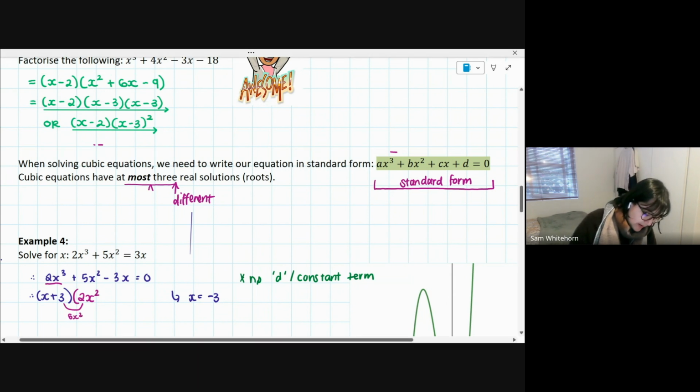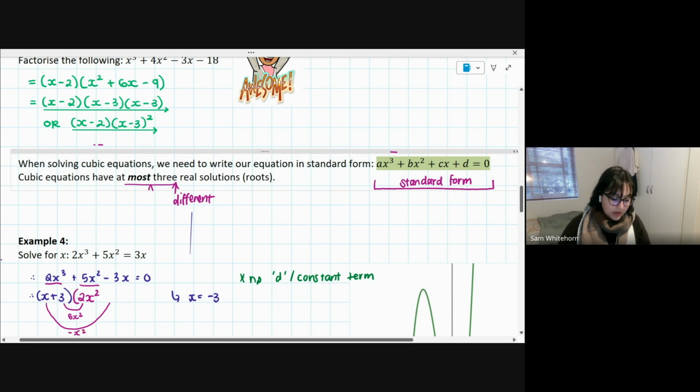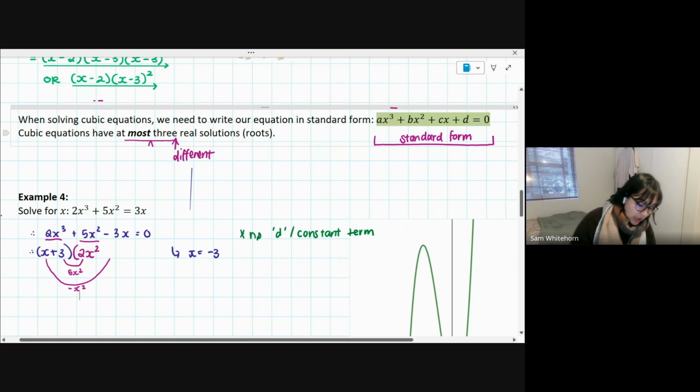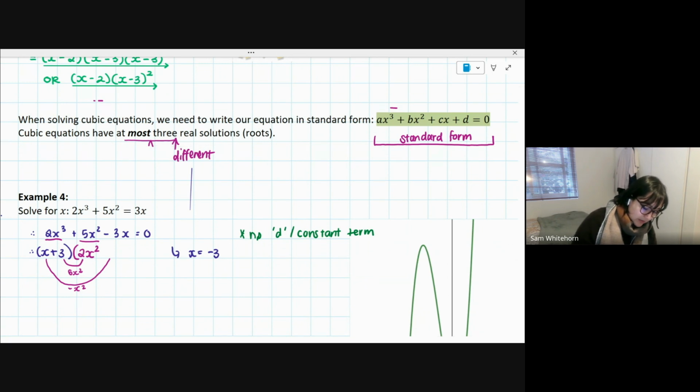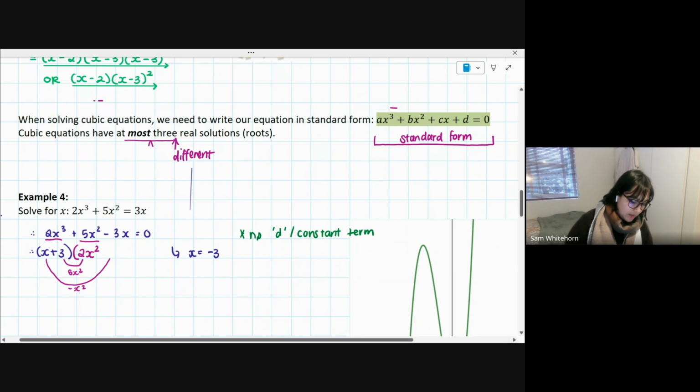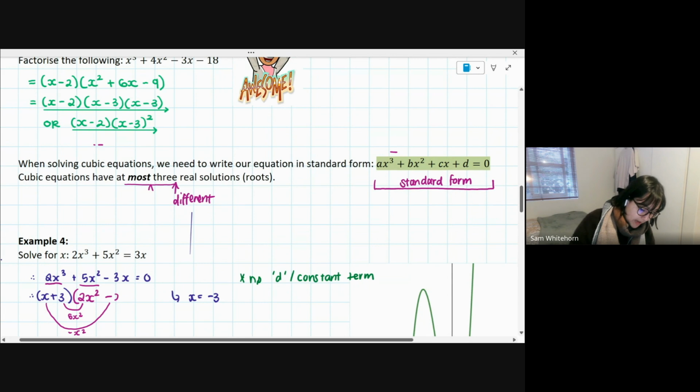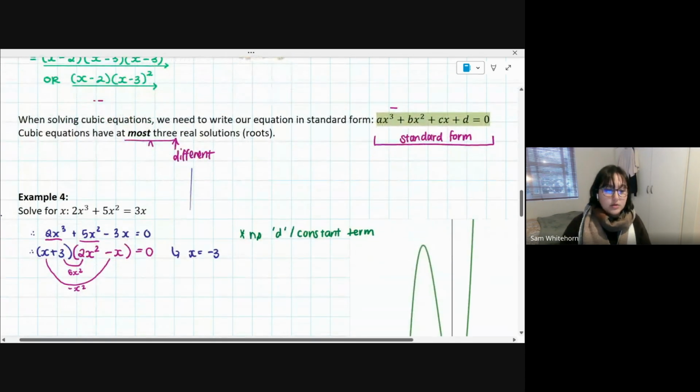6x squared, but I want 5x squared. So that means that when I say x times whatever this next term is going to be, I need to get a negative x squared, because 6x squared minus x squared will give me 5x squared. So that means x times, it's going to be a minus, times minus x will give me my negative x squared that I want.